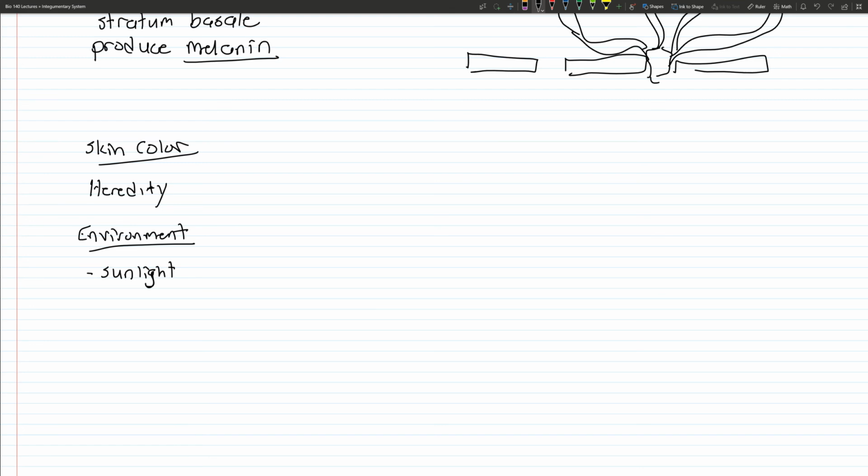And the culprit of this is non-ionizing UV, ultraviolet radiation. Which means the next one here is UV radiation. Think tanning beds. Tanning beds will do this. Or sun lamps. And then X-rays. X-rays will also cause the melanocytes to produce melanin.